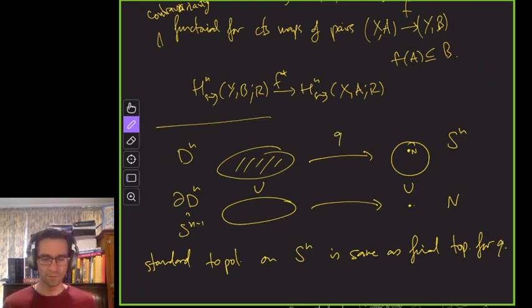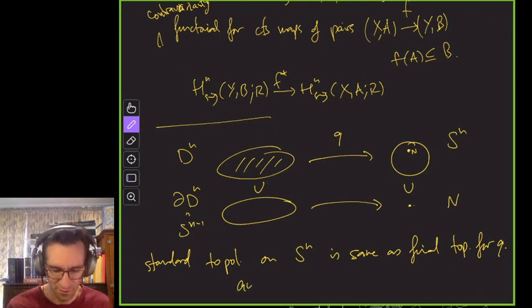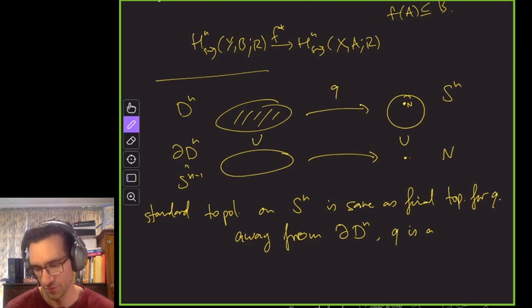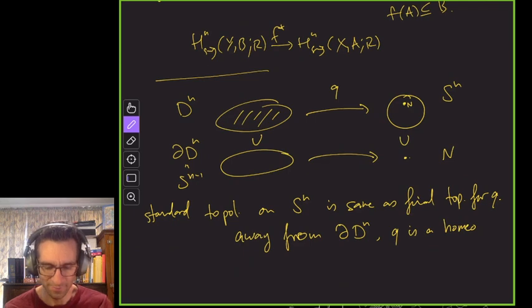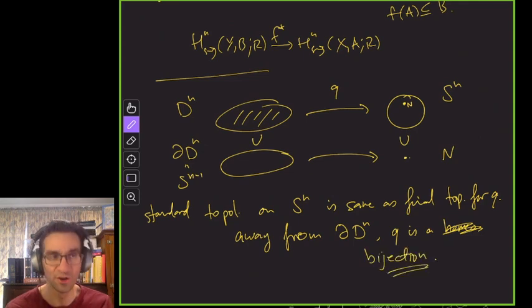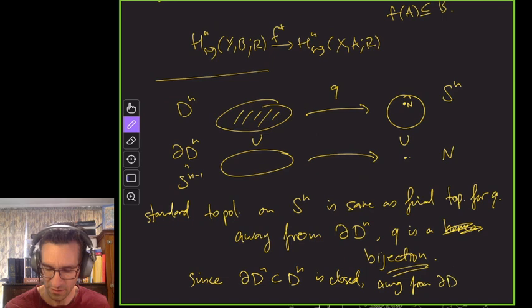A set containing the North Pole is open if you look at its preimage under Q, a set that contains the boundary, and that's open. And otherwise, away from the boundary, Q is injective. Actually even better, away from the boundary Q is a bijection. In fact, it's a homeomorphism, well, it's because the boundary is closed. So let's say Q is a bijection, and in nice cases like this one, it's even a homeomorphism, since this is closed.